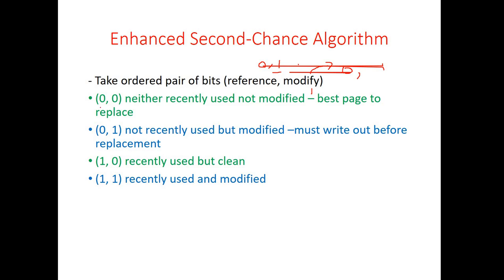In this combination 0, 0 indicates that the page is neither recently used nor modified. So this is the best page for replacement when there is a need for the selection of the target frame. 0, 1 indicates that it is not recently used but modified page. So when this page is the target for replacement, then this page must be written into the secondary storage for saving the changes.